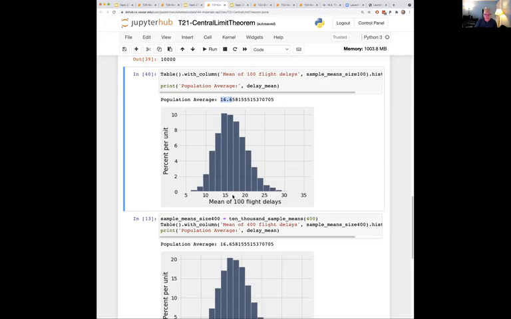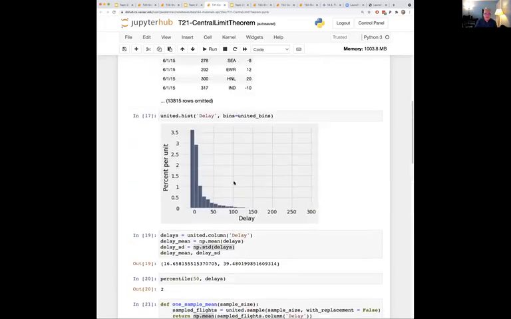And where is it centered? It's centered right around roughly our population average, okay? So this distribution of the statistic that we calculated from this random sample of 100, 10,000 times, is normal. Our original population data is not a normal distribution, right? It is kind of this one-sided tail distribution.